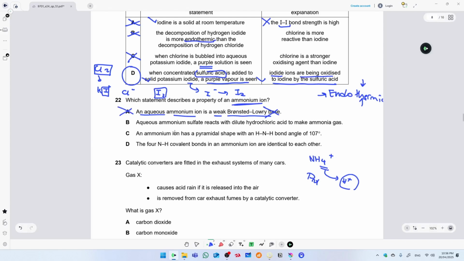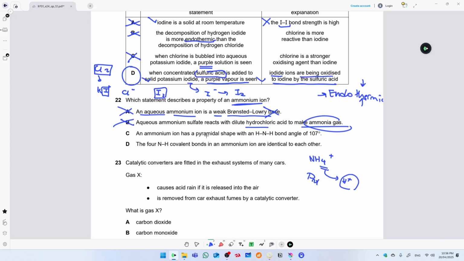B. Aqueous ammonium sulfate reacts with dilute hydrochloric acid to make ammonia gas. So ammonium sulfate, or ammonium salts in general, do not react with acids to make ammonia gas. So this is not true. It's only bases that do. Bases react with ammonium salts to form ammonia gas.